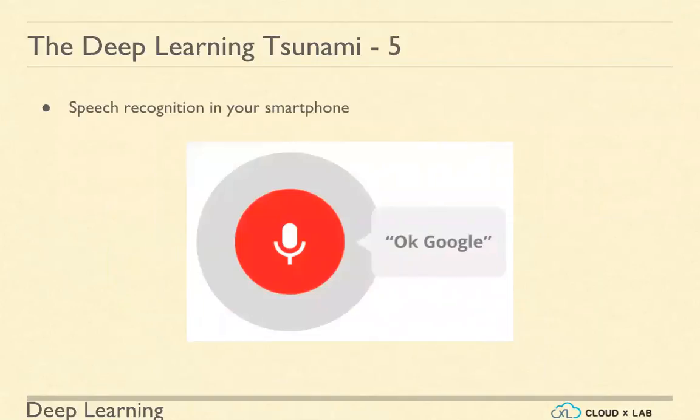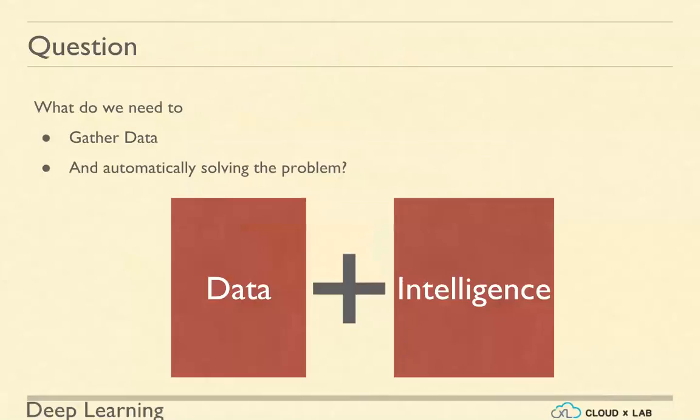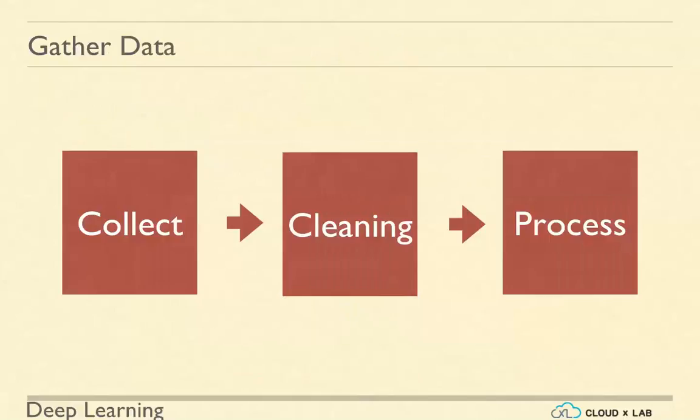So when you say something and it recognizes the text, it is deep learning. Next, what we learned from the Mario example is that we need data and we need intelligence. Intelligence as in algorithm or ability to solve problems given the data. So for data, we have the process: collect, clean, and process.